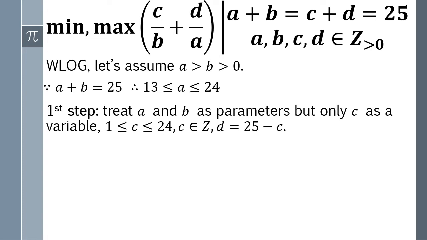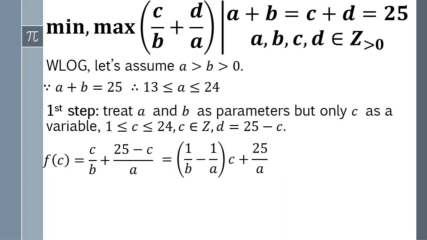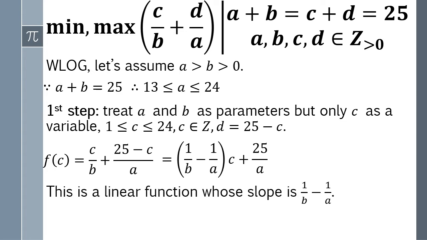Then this expression becomes a function in terms of C. I write it down here. F(C) equals C over B plus (25 minus C) over A. And I put C together, then F(C) can be further written as (1 over B minus 1 over A) times C plus 25 over A. So what's that? This is a linear function, and its slope is 1 over B minus 1 over A.